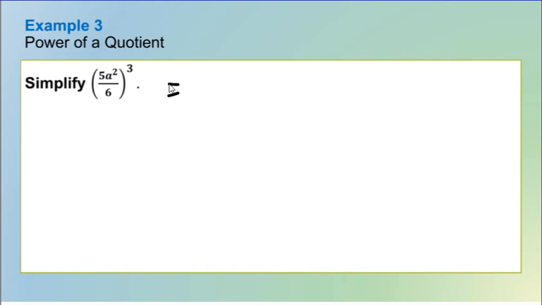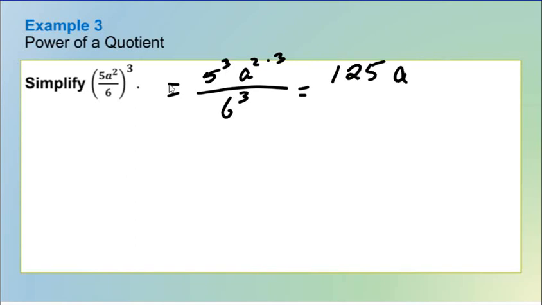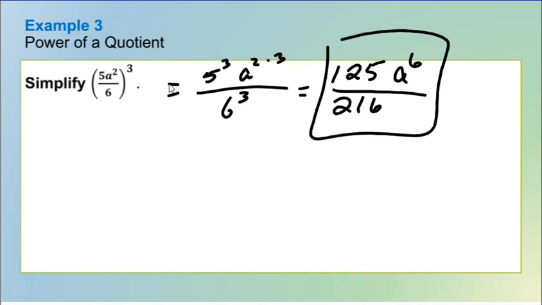So, an example, simplify this one. So I need to raise everything. So 5 to the 3rd power, a squared to the 3rd power, divided by 6 to the 3rd power. So now I have 5 to the 3rd power, which is 125. A squared raised to the 3rd power is a to the 6th. Remember, when you raise a power to a power, you multiply the exponents. And on the bottom, 6 to the 3rd power would give us 216. So our answer would be 125 a to the 6th divided by 216.